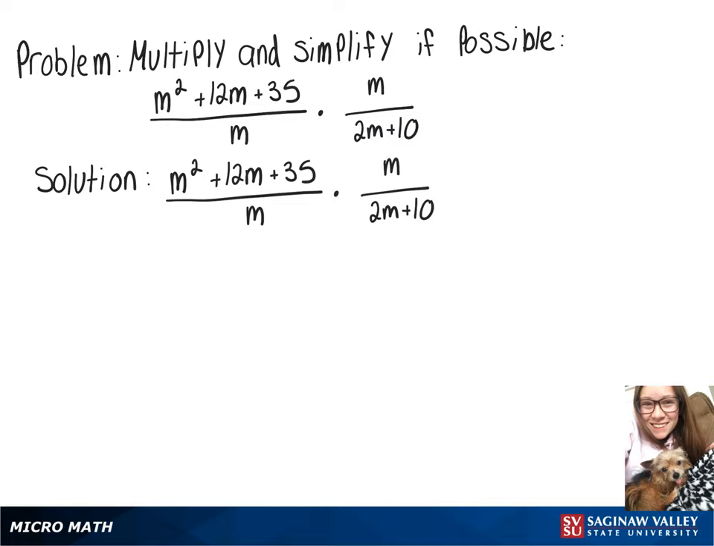In this video, we're going to do this multiplication problem and simplify. So we need to multiply across the top and across the bottom, which gives us m times (m squared plus 12m plus 35) over m times (2m plus 10).